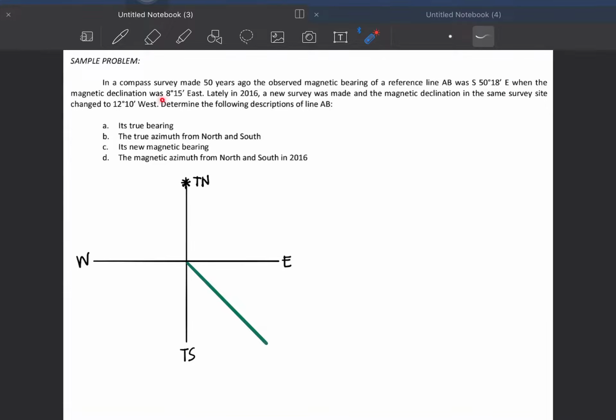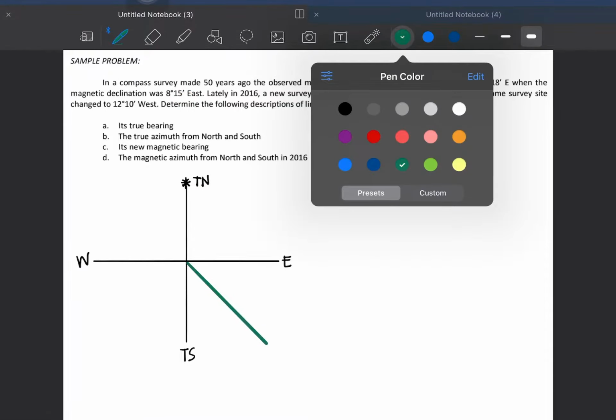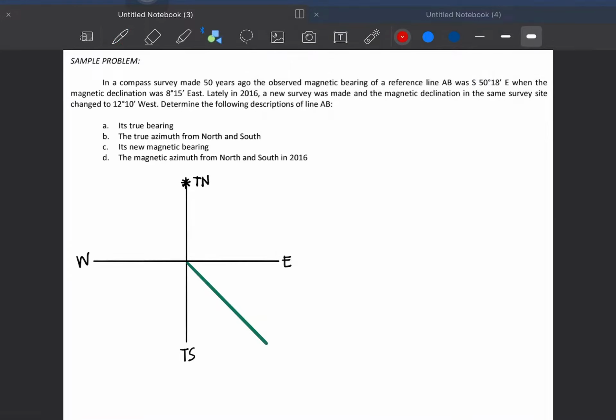Okay, so for the magnetic bearing, you have a magnetic declination of 8 degrees east. So from true north, you have the direction of the magnetic bearing. So you have this line with an angle of 8 degrees 15 minutes, since your magnetic declination is going to east. Okay, so let us draw that. That is now the magnetic north. This is the magnetic north.